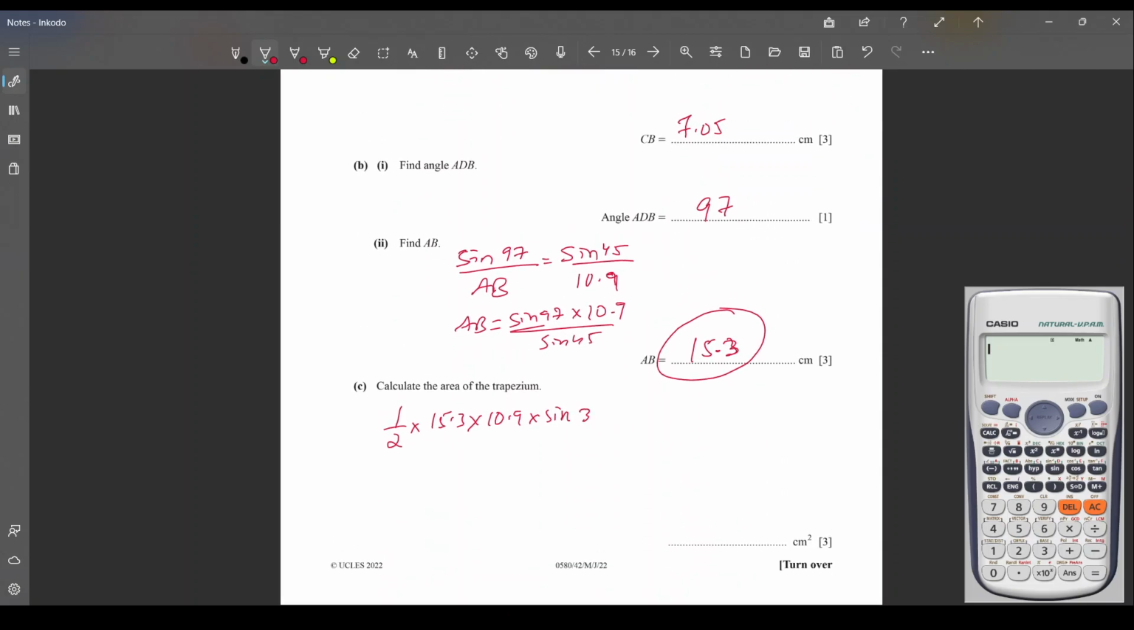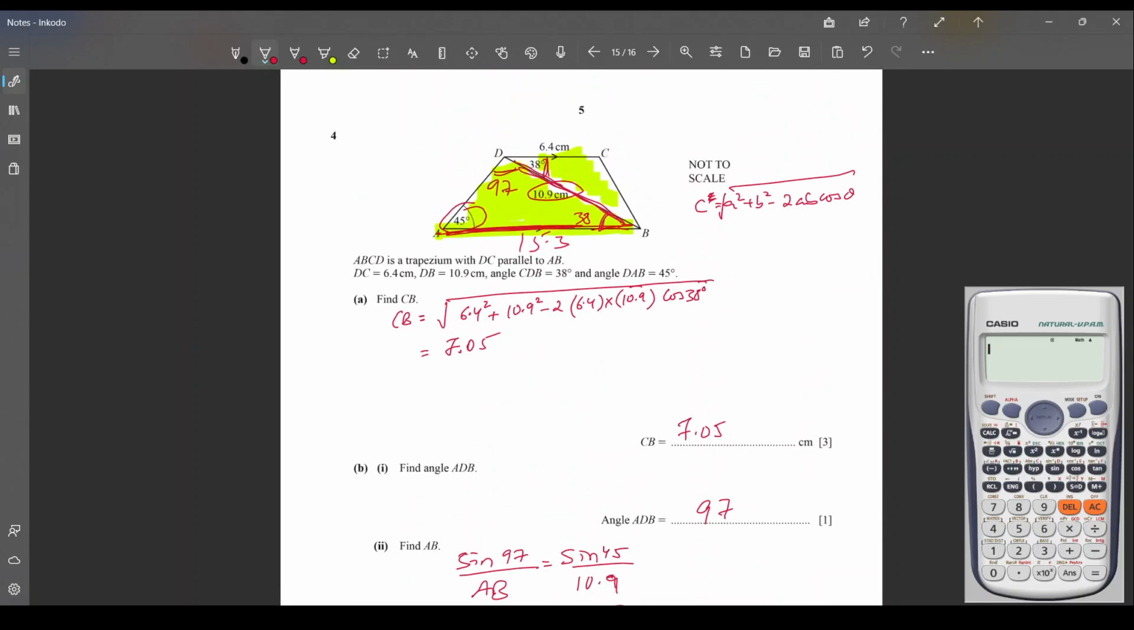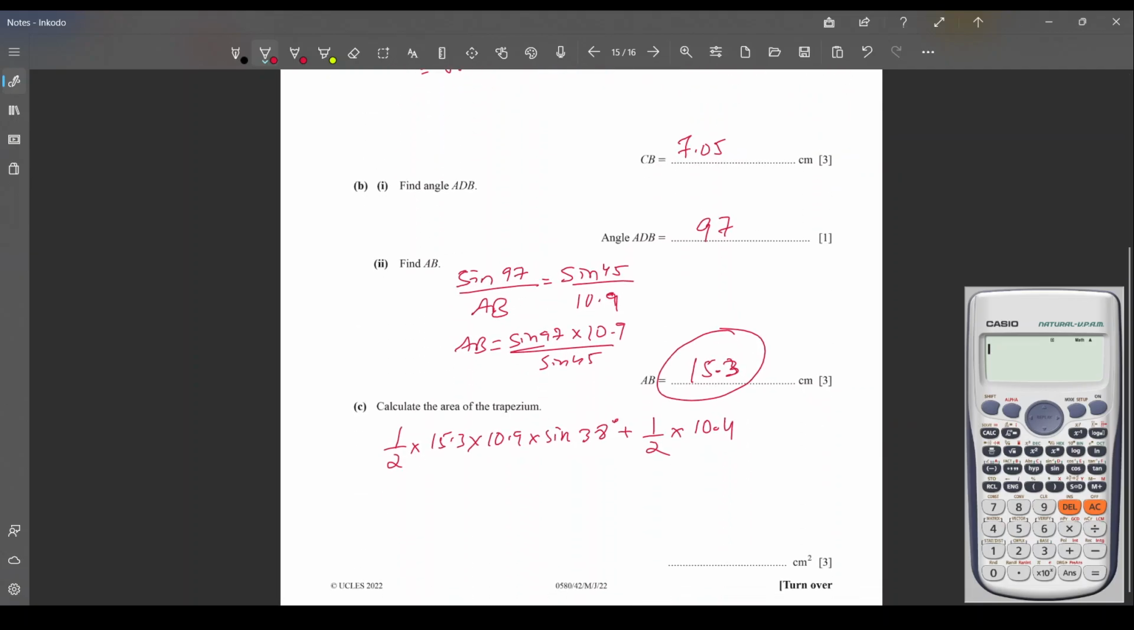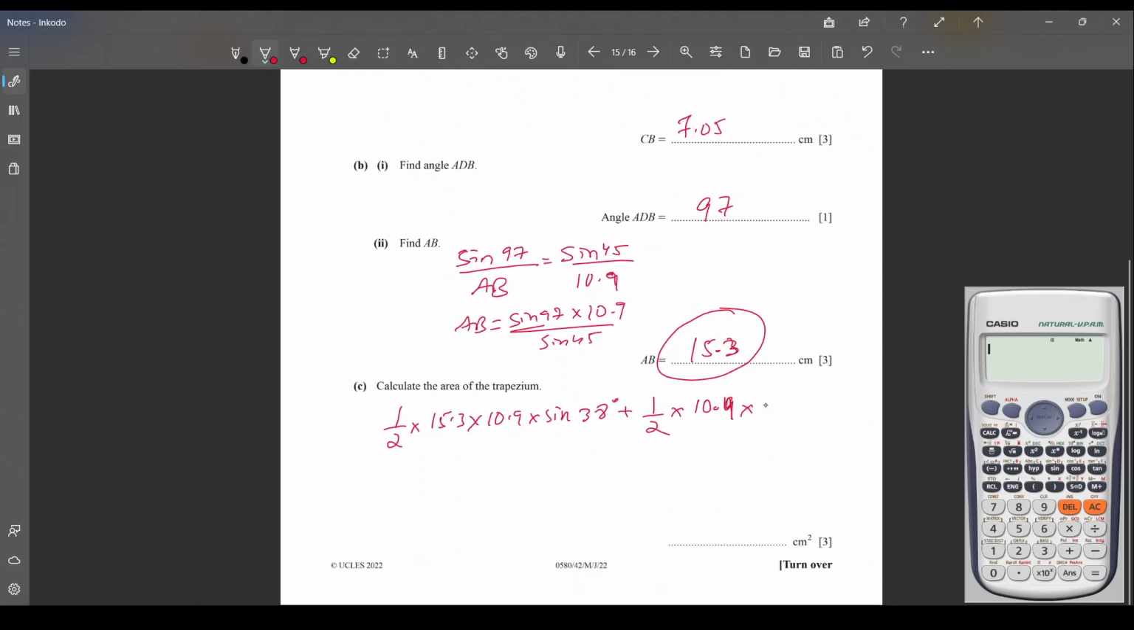So 38 plus, because the other triangle is this one, so I'll be taking this length as 6.4 and this length is 10.4, and the in between angle is this one. Same formula, half into 10.4, right, 10.9 into 6.4 into sine of 38 degrees, the in between angle. So like that, let's use a calculator to find out.